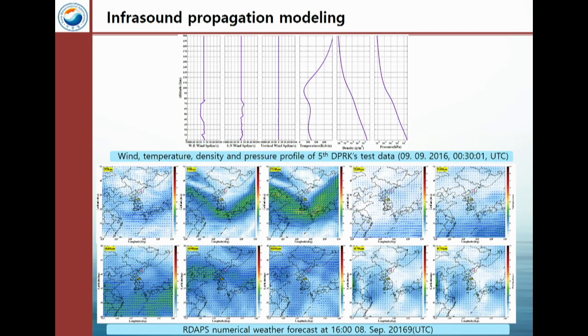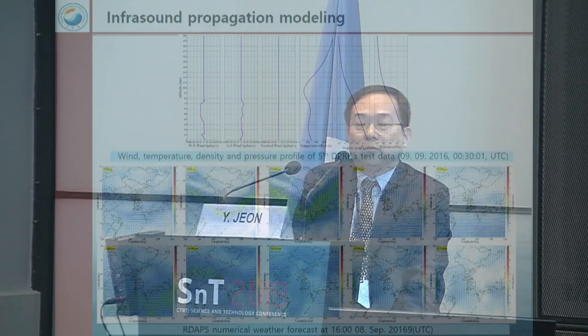The bottom cartoon shows the RDAPS numerical weather forecast at the test site at the test time of the 5th nuclear test. If you see that, from the upper left to the bottom right, the panels indicate the profile from lower to higher altitude, from 3 or 5 to 10 to 20 up to 75 kilometers. If you see the test site, marked with the star, there was no strong wind blowing at the time of the nuclear test. For the fifth and sixth tests, that's why we have direct observation very clearly.